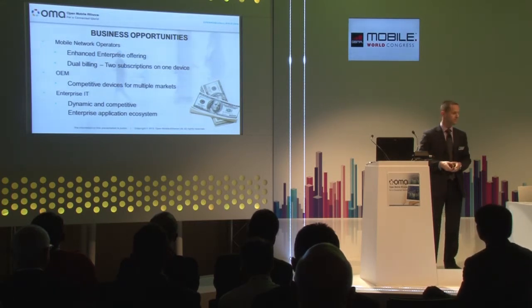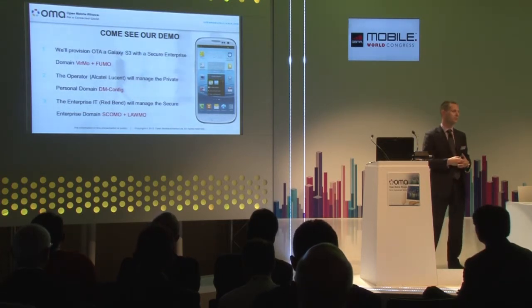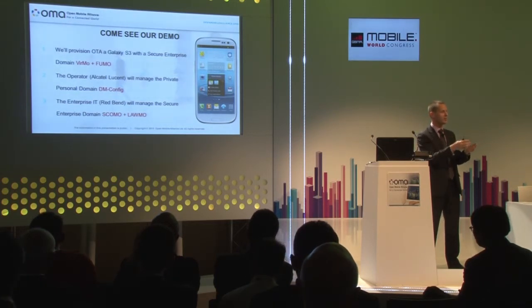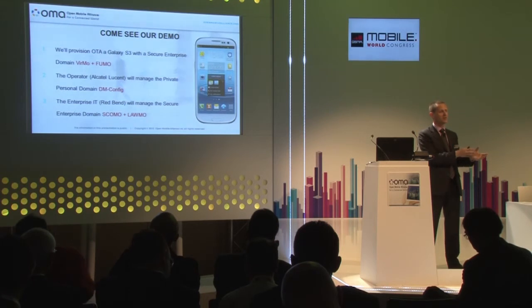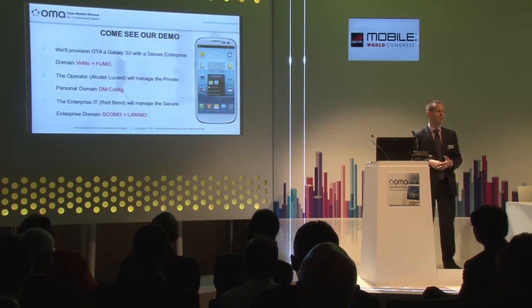or other solution. So what we're showing here today is, as I mentioned beforehand, a Samsung Galaxy S3 device which we'll provision over the air. We're using FOTA and VirMO to deliver a second Android OS, a complete Android OS. Using FOTA, we don't have to send the whole OS. We can just send a delta between the existing OS and the OS we want to build on the device. We'll be able to use configuration to configure the private side of it, which the operator manages, and we'll be able to use SCOMO for adding and removing applications in the enterprise domain, and LAWMO for locking, unlocking, and wiping it. Thank you.